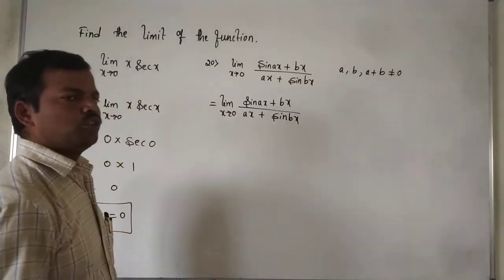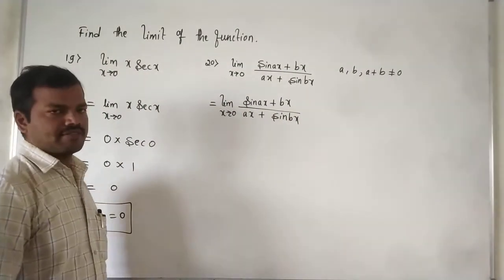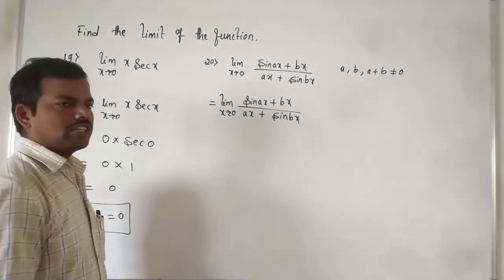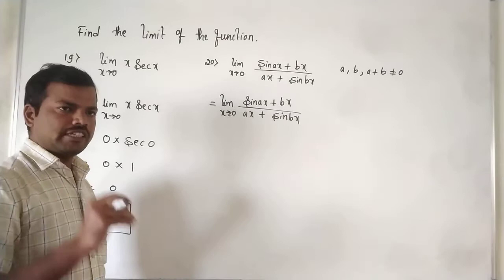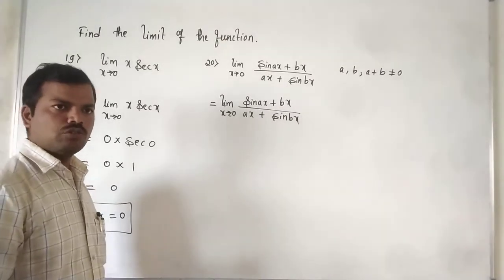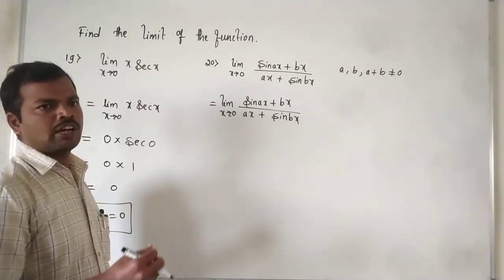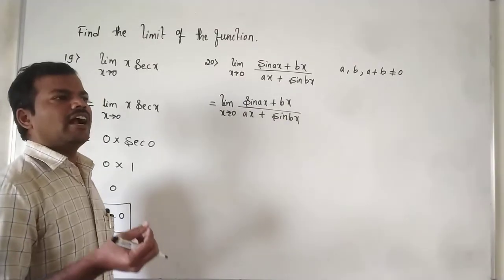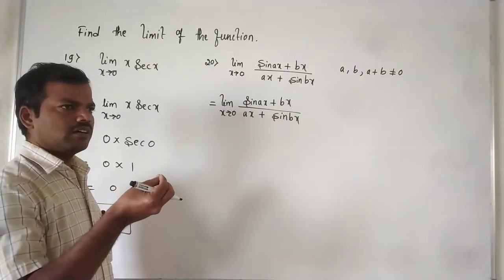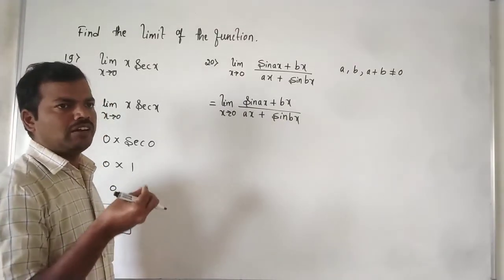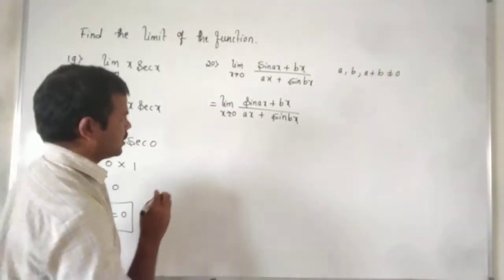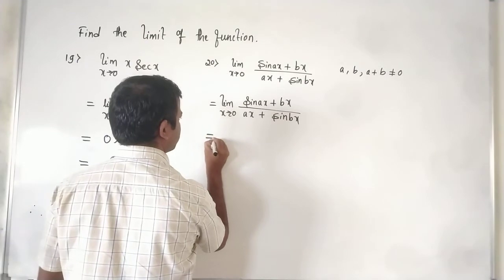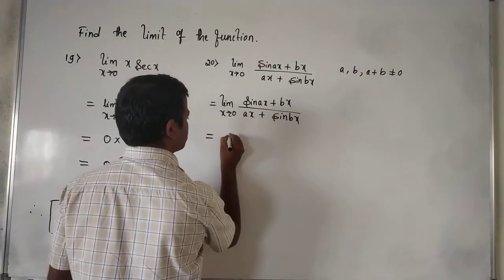Suppose we put the limit here, what happens? First we have to observe whether we will get a defined form or an undefined form. If we get an undefined form, then what simplification do we have to make, and what particular formula do we have to use for this problem? That we have to understand first. So first we fill in the limit. Where there is x, we have to put 0.